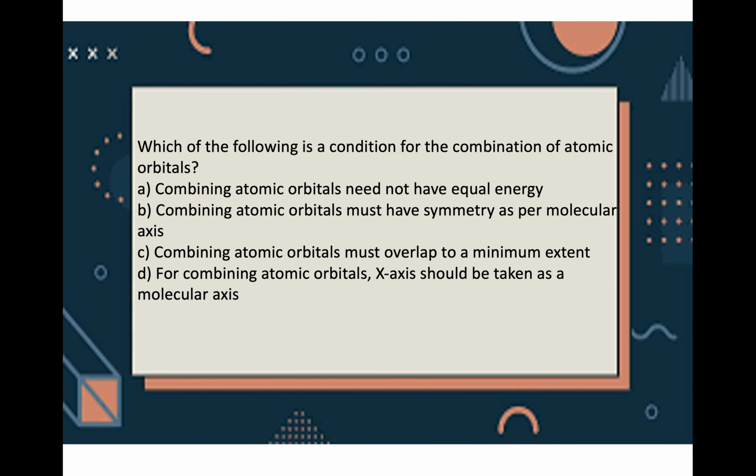Okay. Now, the next question, which of the following is a condition for the combination of atomic orbitals? A, combining atomic orbitals need not have equal energy. B, combining atomic orbitals must have symmetry as per molecular axis. C, combining atomic orbitals must overlap to a minimum extent. D, for combining atomic orbitals, x axis should be taken as a molecular axis. Okay, what is the correct choice? It is B, that is combining atomic orbitals must have symmetry as per molecular axis. Okay, what is the explanation for this?